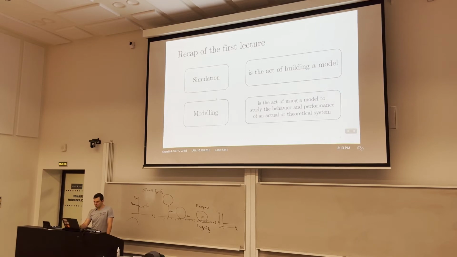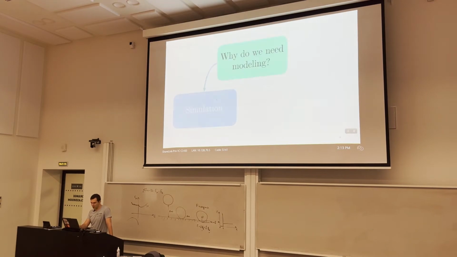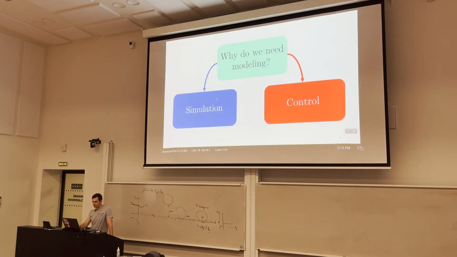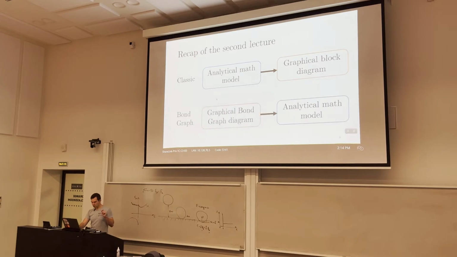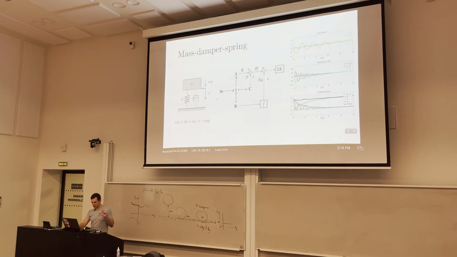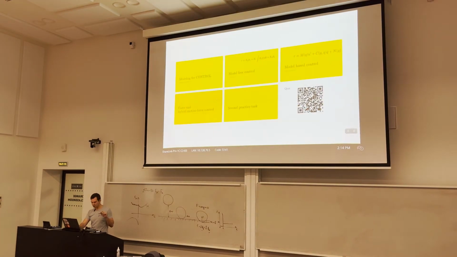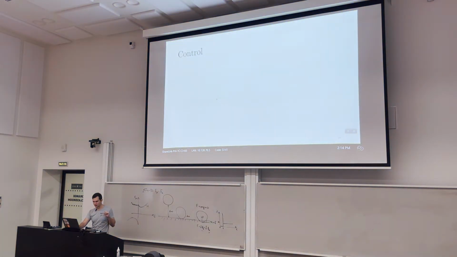So do you remember what simulation means? Simulation is the act of using. Modeling is the act of building. Why do we need modeling for simulation and for the control? And right now we will talk about the control aspect. So I hope that you remember this, that we covered already. All right, let us talk about the control.